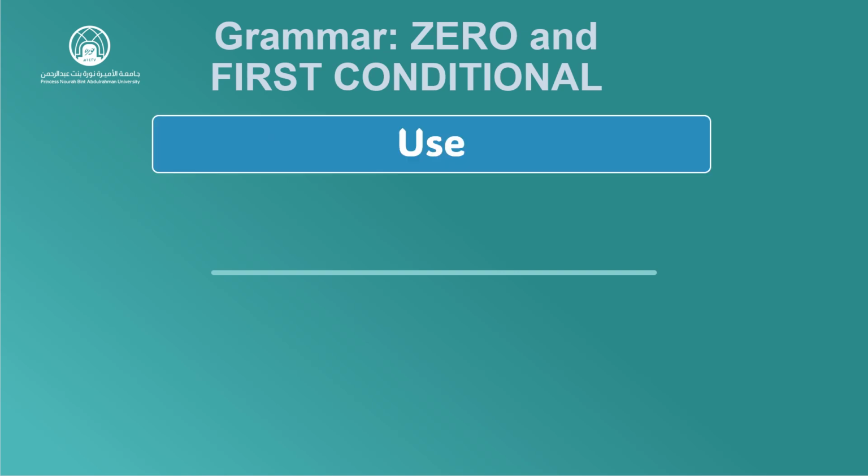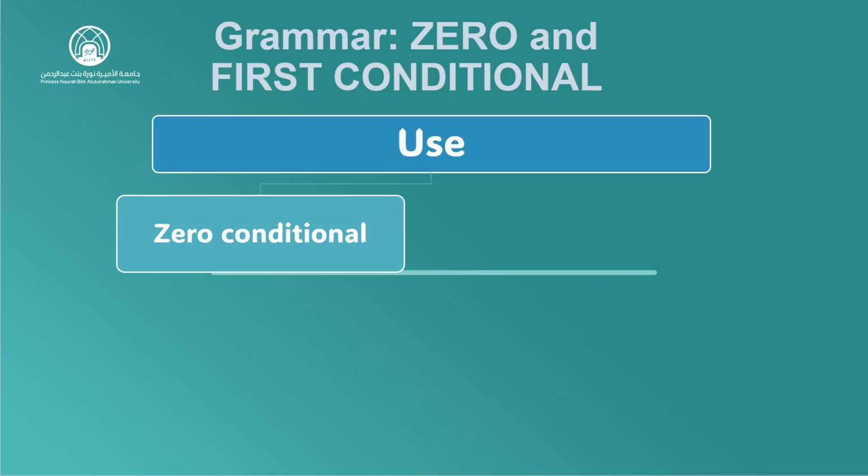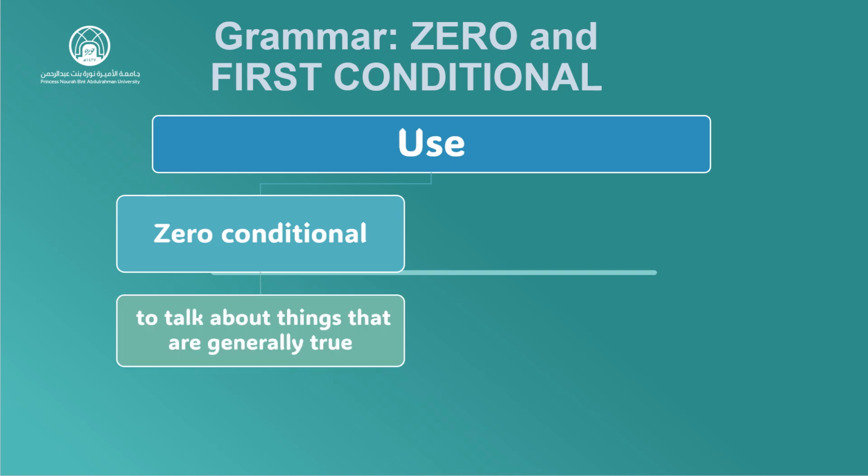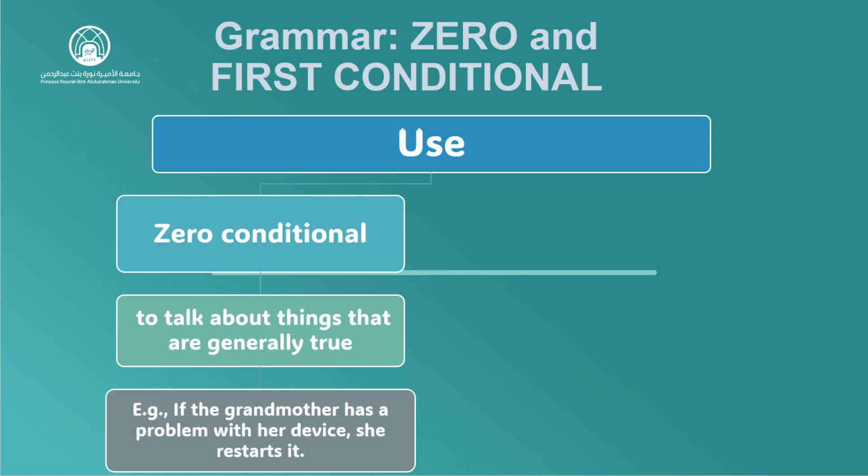Let's start first of all with the use. We use the zero conditional to talk about things that are generally true. That means they are facts. For example, if the grandmother has a problem with her device, she restarts it. So it's a fact that if she has a problem, she will restart the device.